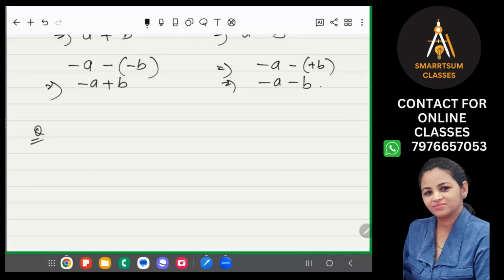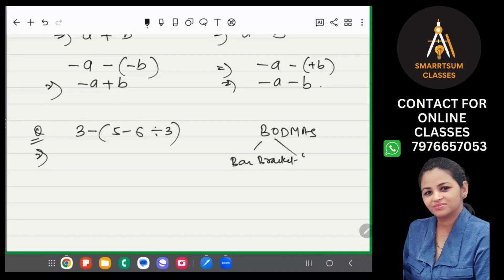Suppose we have to simplify 3 minus (5 minus 6 divided by 3). Whenever we have multiple operations together, we always use BODMAS. Don't forget this. B for bar, very first. After that, bracket. Then O of, D for division, M for multiplication, A for addition, then S for subtraction. So these are the preferences in which order we actually do the simplification.